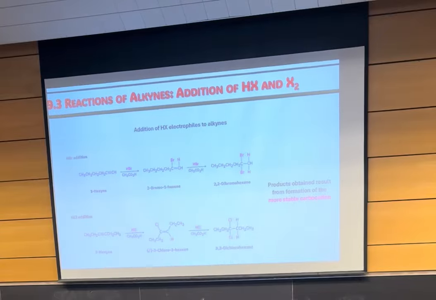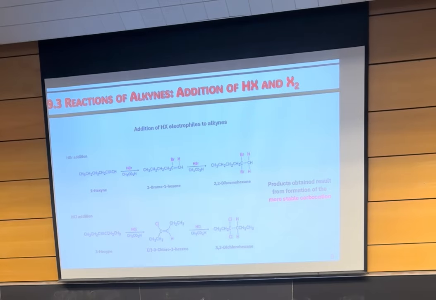Now here's the addition of HX and X2. Here's a triple bond. So we did all these reactions already with double bonds. Now we're just doing the same reaction with triple bonds. Now the problem is you have a triple bond, it does the same chemistry. You do the reaction, but when you do the reaction, that's cool, but you're left with still a double bond, so the double bond can still do more reacting.